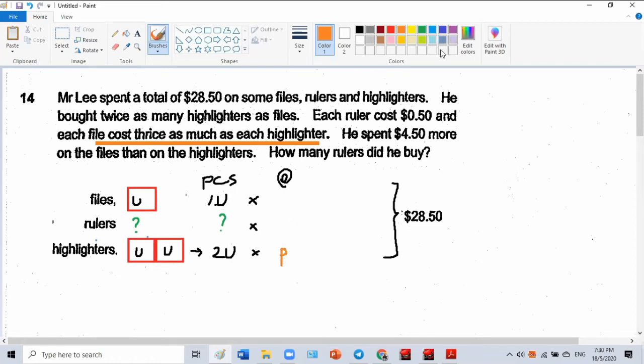But if this is called the price, P, what is the cost of the files? Each file costs thrice as much as the highlighter. If the highlighter is called P, each file costs 3P. You see, the mess is improving because it's just reading. What they say is just right and wrong. So this is the price, right? If your price is P, this is 3P. Understand?